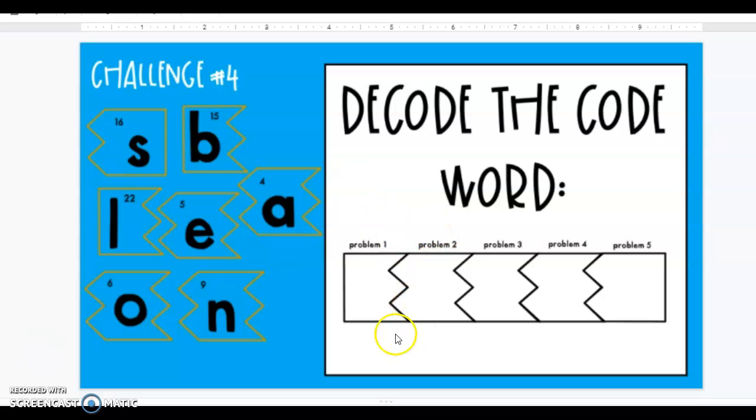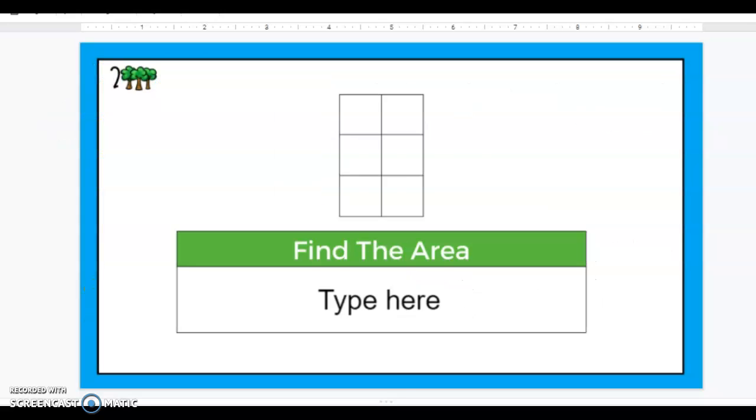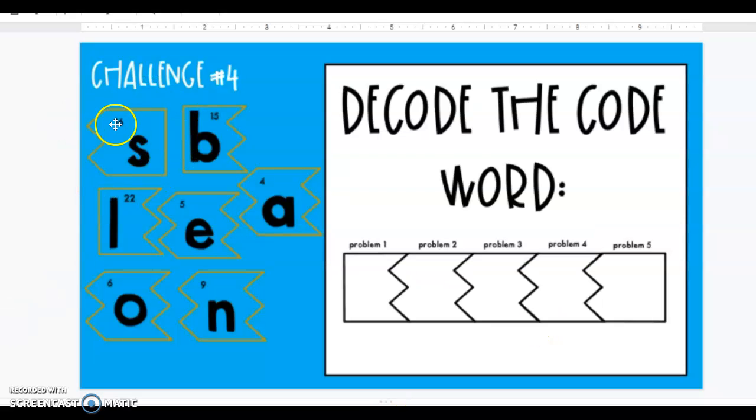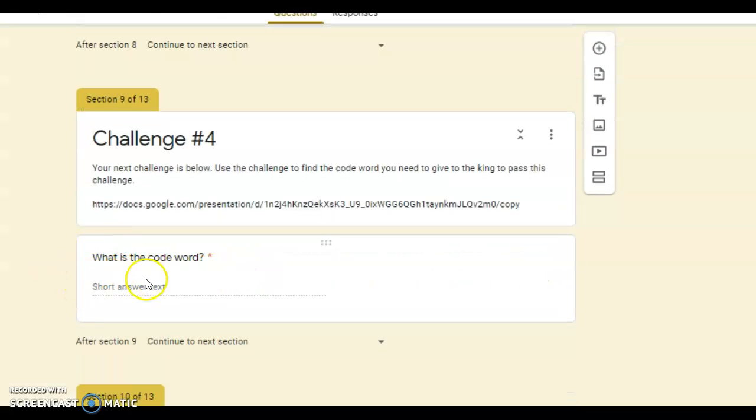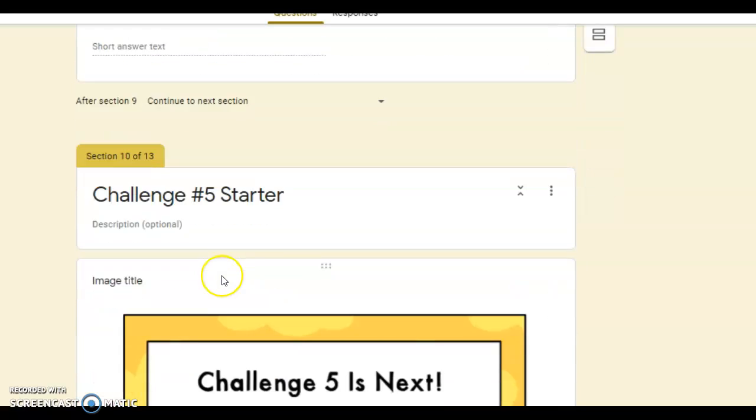Okay, problem number 1, whatever the area was for problem number 1, and you have them here, 16, 15, 22, 5, 4, 6, 9. You're going to drag that piece and put it there. Problem number 2, whatever the area was for problem number 2, you're going to drag that letter and put it over there. The areas are the little small numbers at the top, and then it's going to create a word. You're going to take that word and plug it into your challenge number 4.